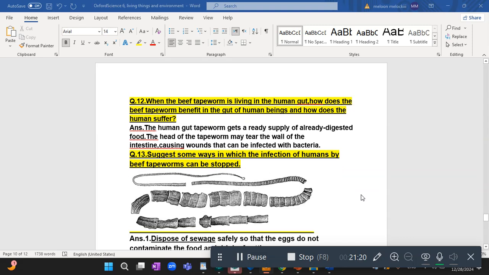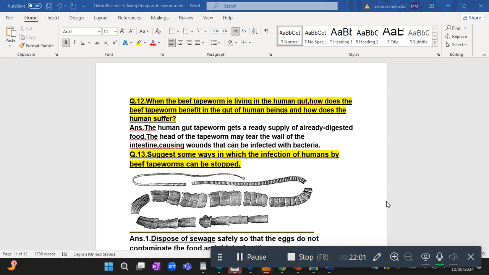Question 12. When the beef tapeworm is living in the human gut, human intestine, how does the beef tapeworm benefit in the gut of human beings and how does the human suffer? Answer. The human gut tapeworm gets a ready supply of already digested food. The head of the tapeworm may tear the wall of the intestine. It may enter the wall of the intestine, causing wounds that can be infected with bacteria. So it is causing bacterial infection in the intestine of the human beings.